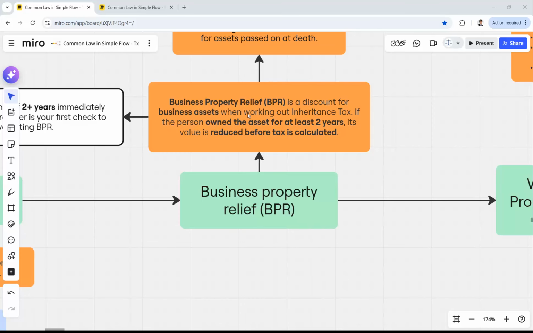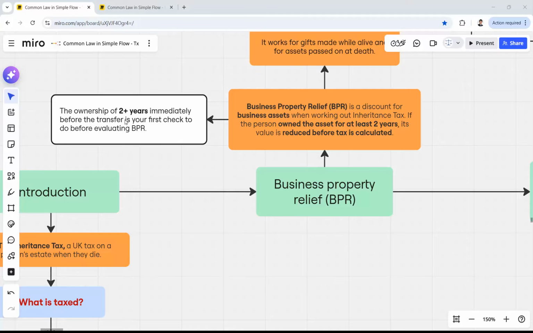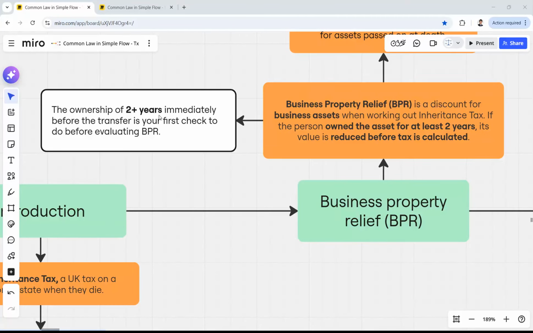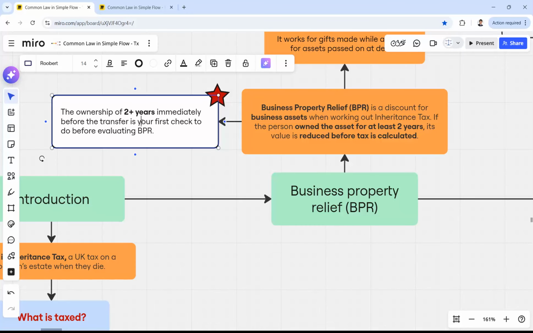Business property relief is a discount for business assets when working out inheritance tax. If the person owned the asset for at least 2 years, its value is reduced before tax is calculated. The ownership of 2+ years immediately before the transfer is your first check to do before evaluating the BPR. So the first thing that we need to check is whether the 2+ years are immediately before the transfer.